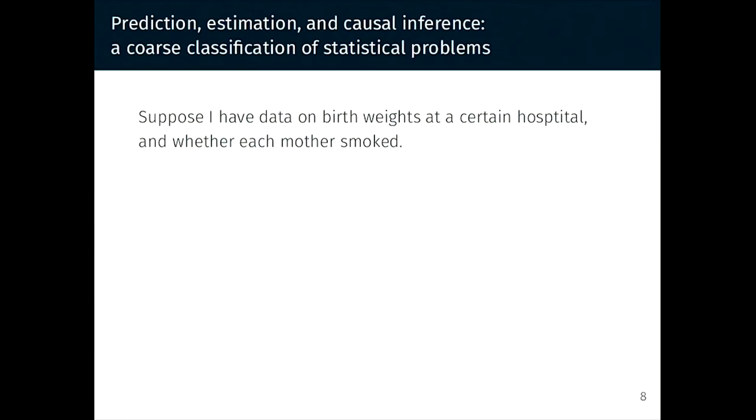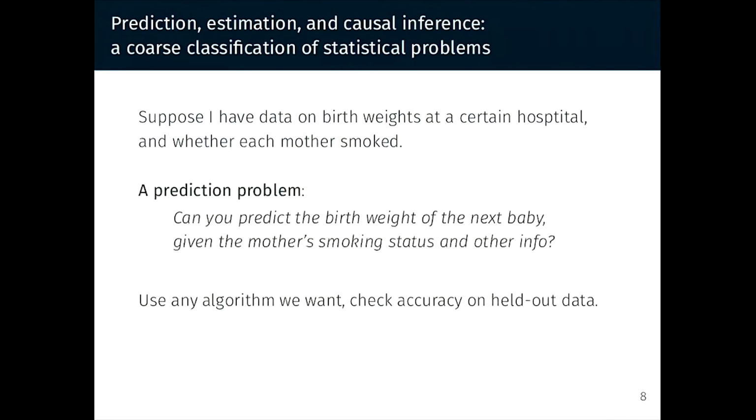And as an example, let's just imagine hypothetically that we have data on birth weights over some time at a certain hospital and information about the mothers, including whether they smoked. I think this is maybe an example you're familiar with, I'm told. So here's a prediction problem.